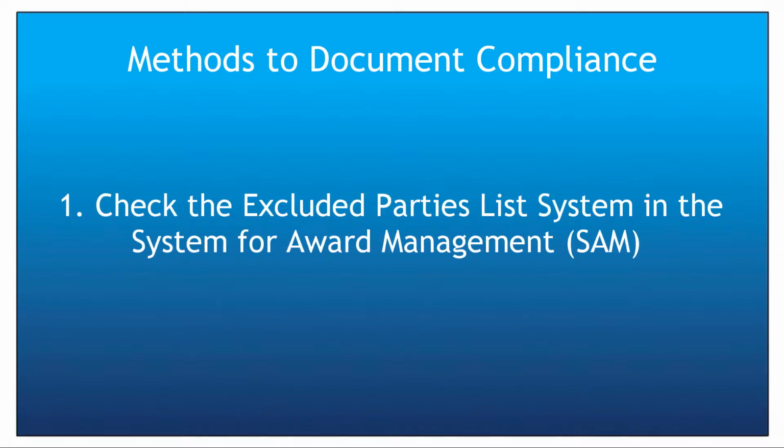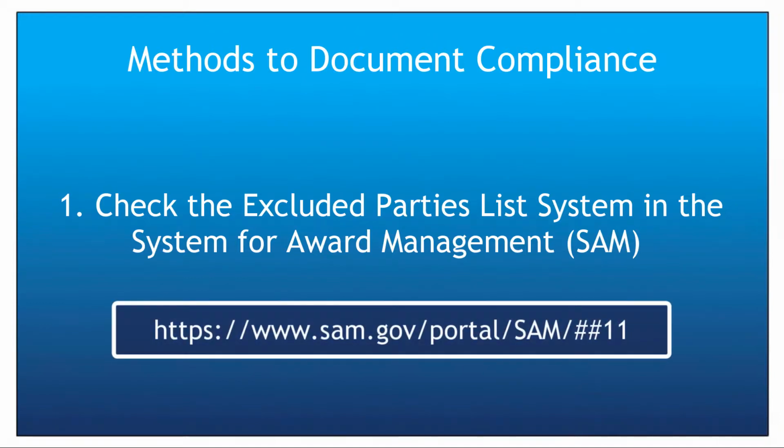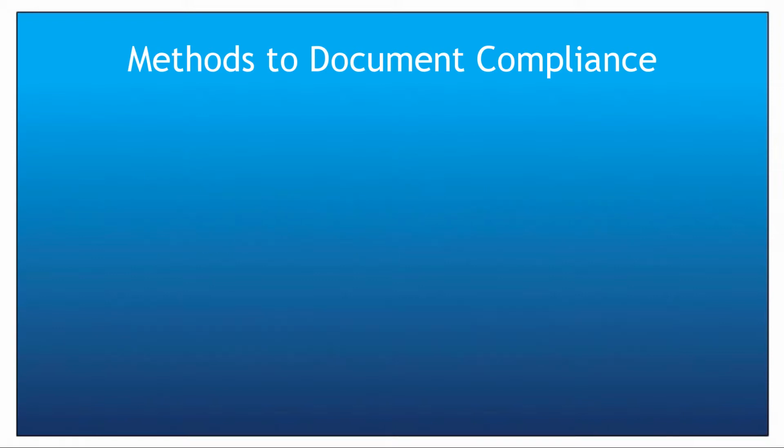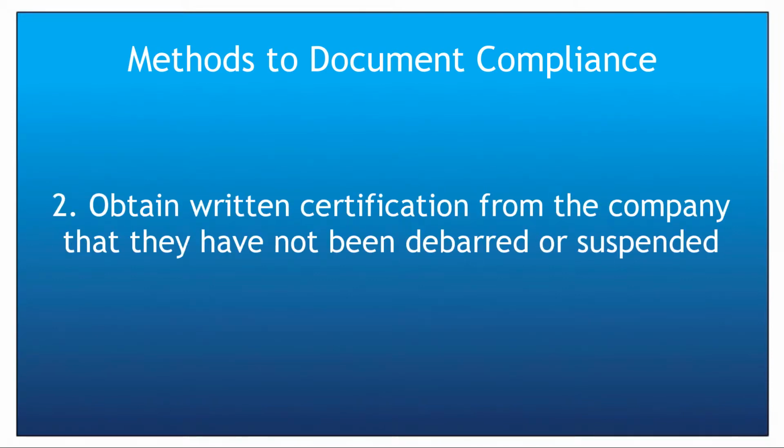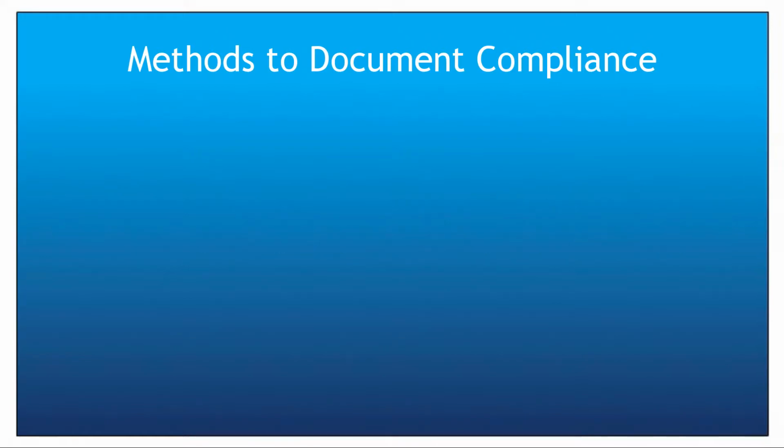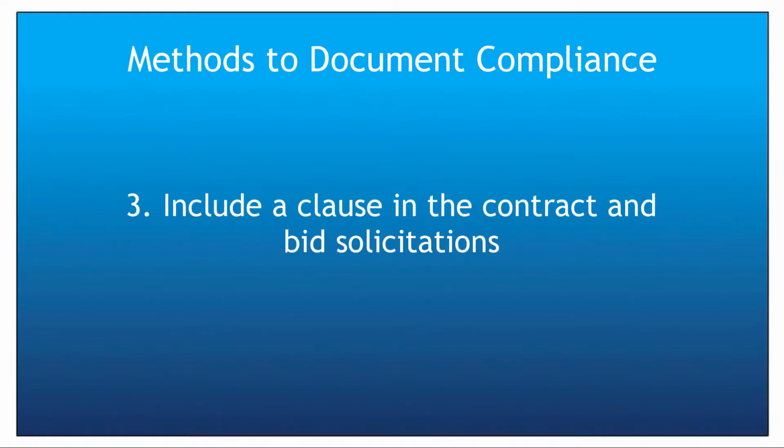1. Check the government-wide excluded parties list system in the System for Award Management at this website. Print the screens to document the vendor is not on the list. 2. Obtain written certification from the company that they have not been debarred or suspended. Or 3. Include a clause in the contract and bid solicitations.